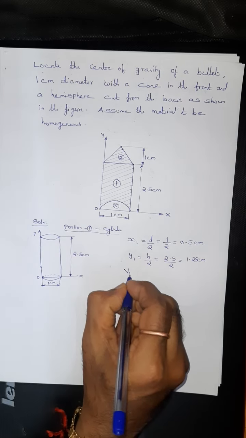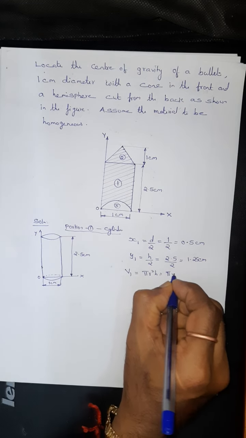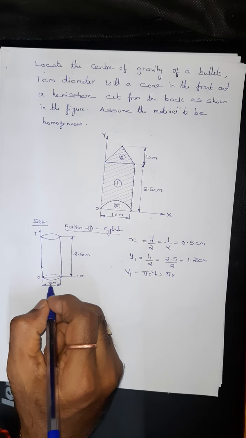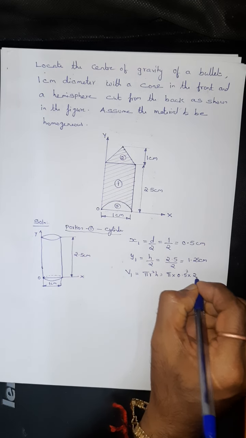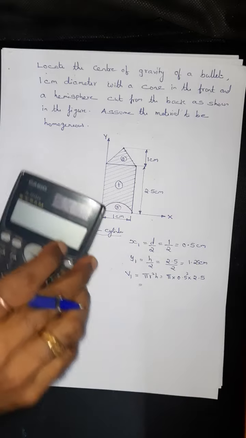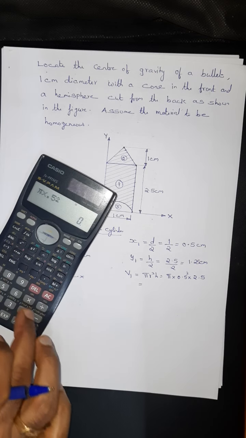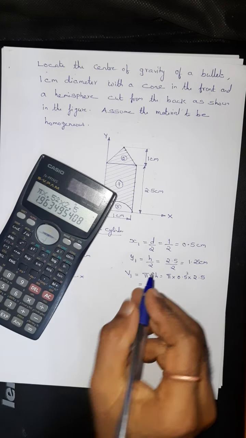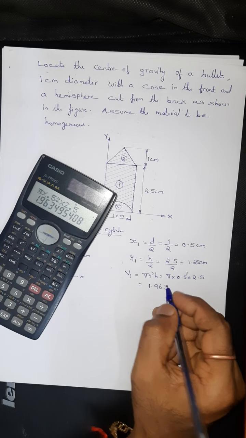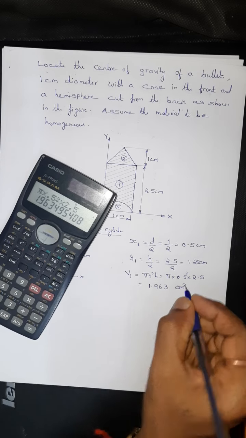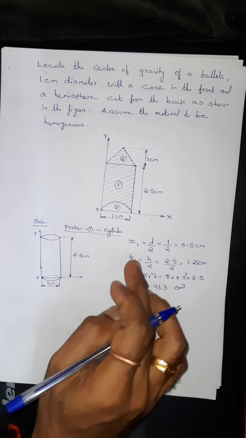And what about the volume? The volume of the cylinder formula is pi r square h. So pi is constant into r, the radius. The diameter is given, therefore the radius is 0.5, squared, into its height 2.5. Pi into 0.5 square into 2.5 is equal to 1.963. So what about the unit? It is volume, so centimeter cube. Got it? So x, y, and volume have been arrived at for the cylinder.